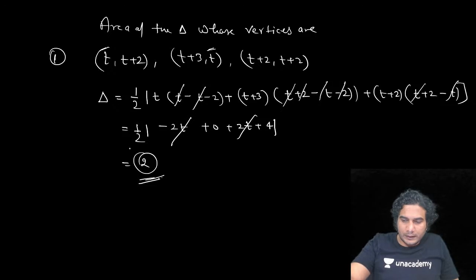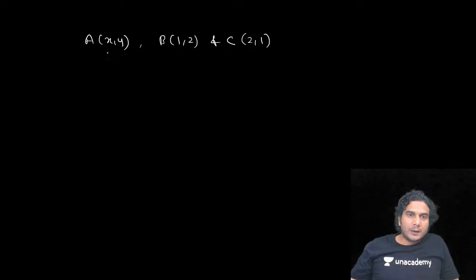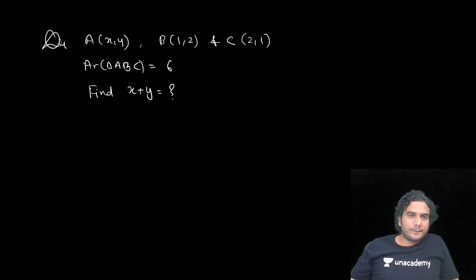Now one more question, one last question, and then we'll start locus from. If area of the triangle ABC, where A is x comma y, B is 1 comma 2, and C is 2 comma 1, area of triangle ABC is given 6 square units, then find x plus y. That is the question. Try this one.